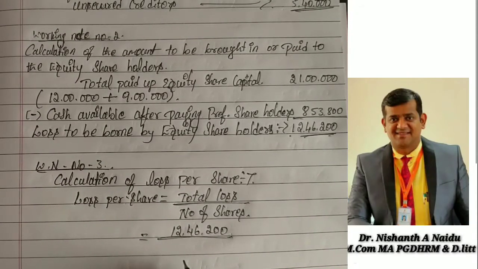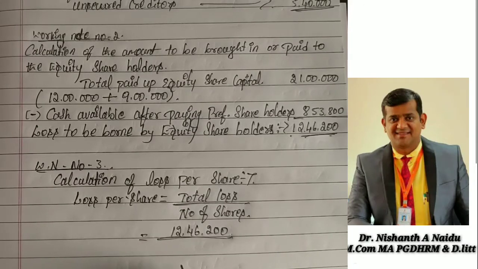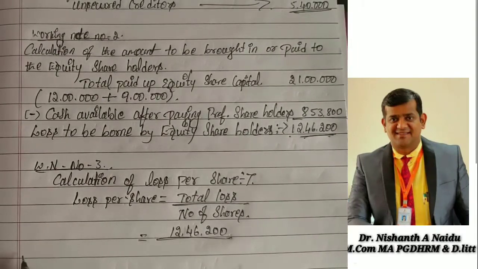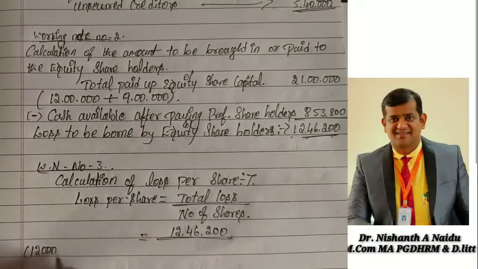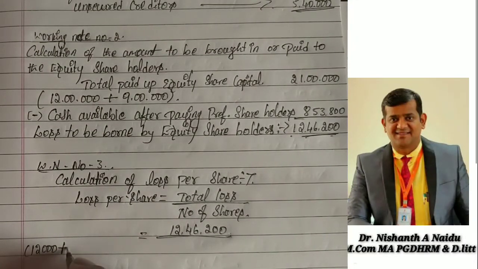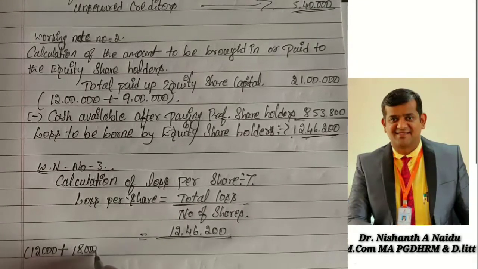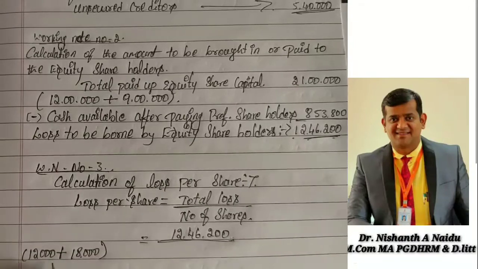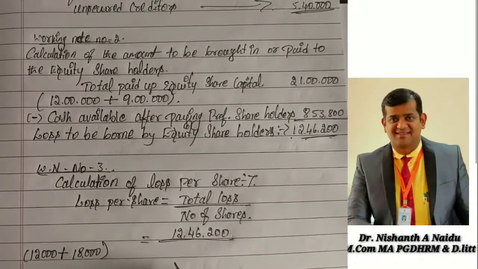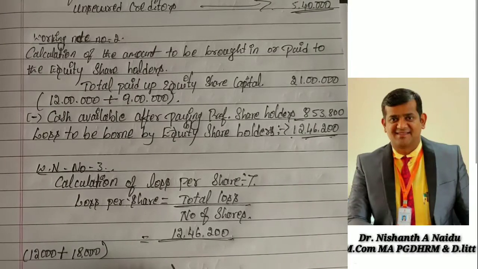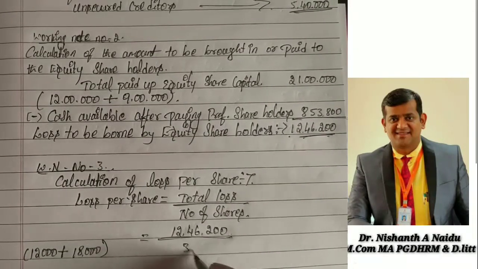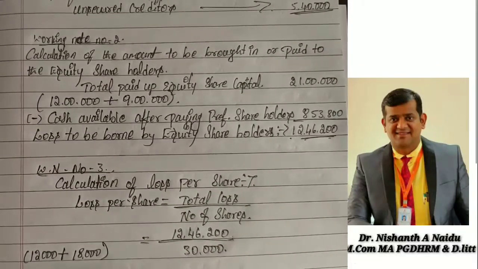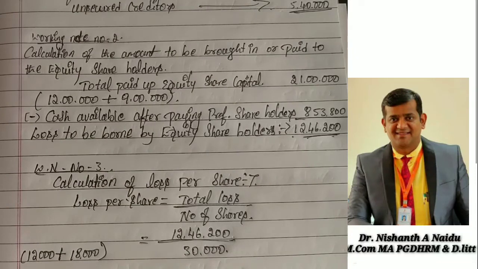How much? See, in the balance sheet, question in the balance sheet, 12,000 equity shares and 18,000 equity shares. So that is 12,000 equity shares of rupees 100 paid and 18,000 equity shares of rupees 100 paid rupees 50. So 12,000 plus 18,000, number of shares we are writing here. So that is 30,000 shares. So now divide 12,46,200 divided by 30,000. So how much you got?